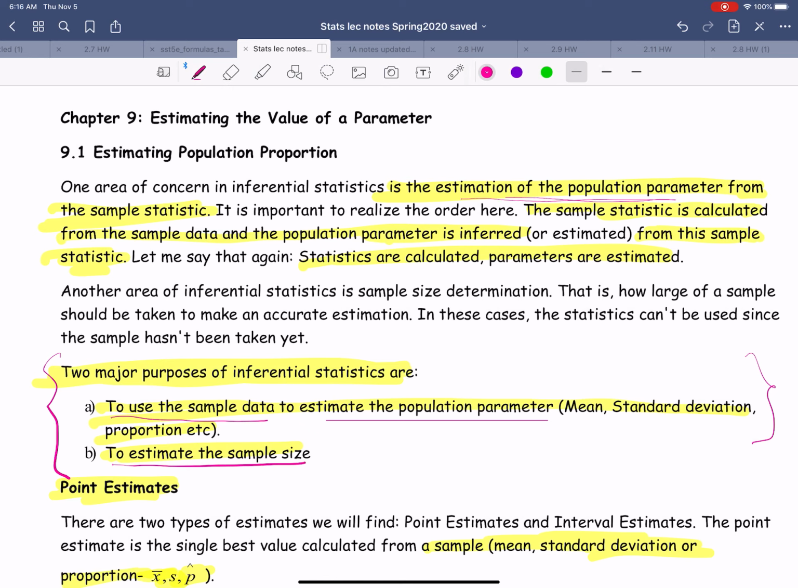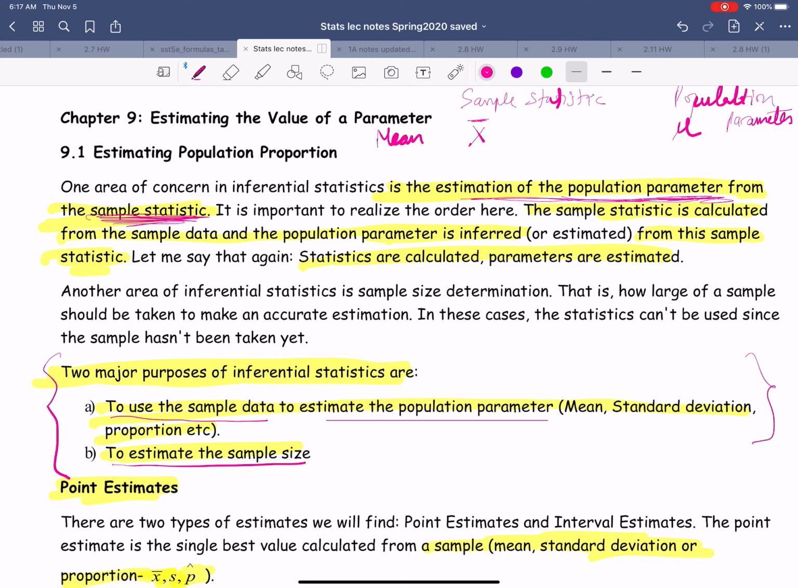So estimation, we will be estimating the population parameter using the sample statistic. If you recall from beginning chapters, we talked about sample statistics and population parameters. For the mean, the sample statistic is x bar, and the population parameter is called mu.